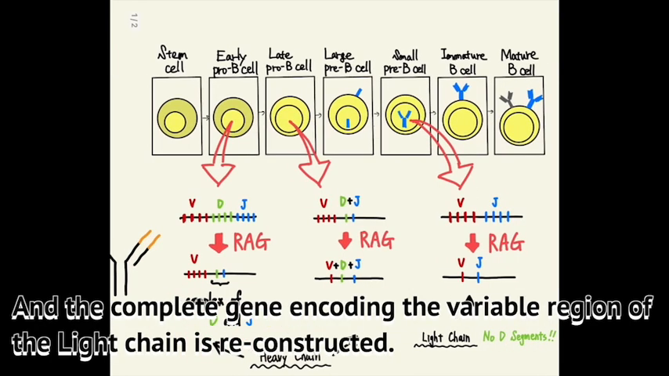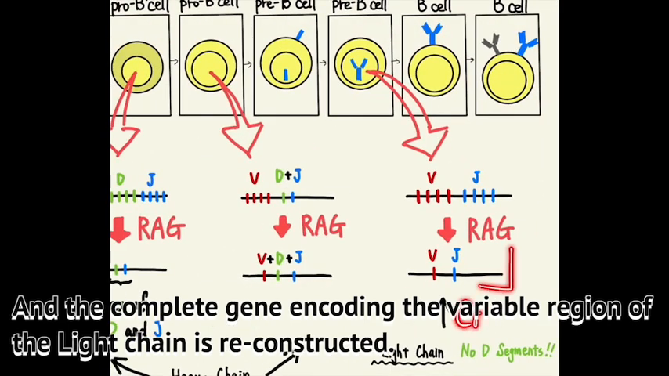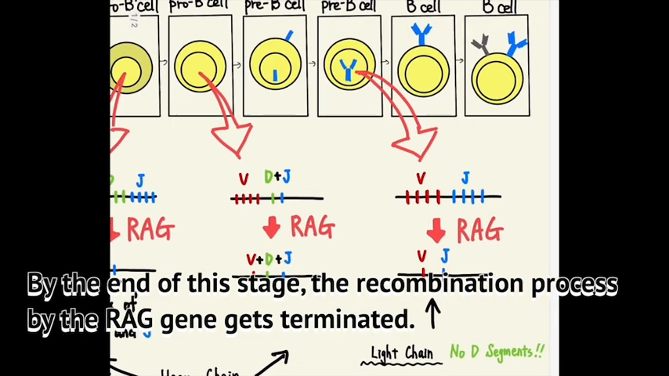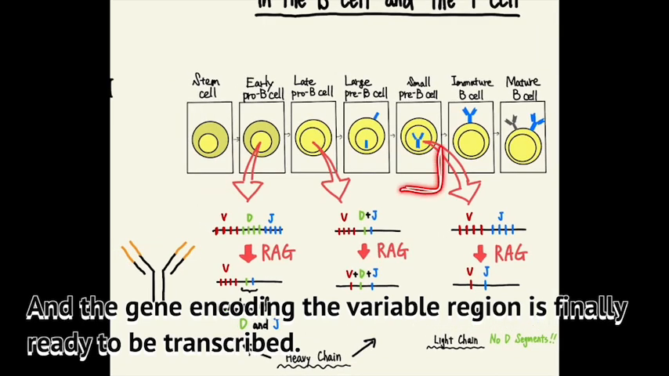And the complete gene encoding the variable region of the light chain is reconstructed. By the end of this stage, the recombination process by the RAG gene gets terminated, and the gene encoding the variable region is finally ready to be transcribed.